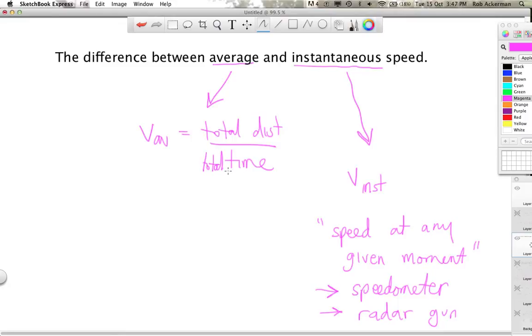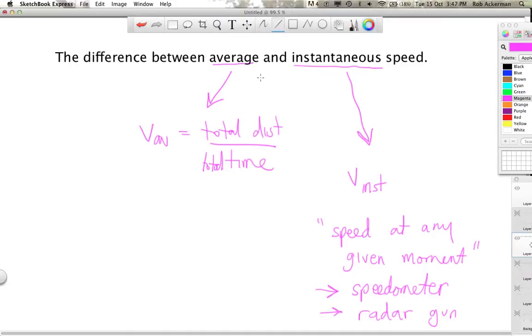And so I'll leave you with one interesting little thought experiment, something for you to ponder. Imagine that you're a police officer and you're trying to catch people who are speeding. There's two ways you can do it. You could use a radar gun, which will give you the instantaneous speed, the speed at any moment for the car. And that would involve you hiding out at the side of the road and pointing your radar gun at people.